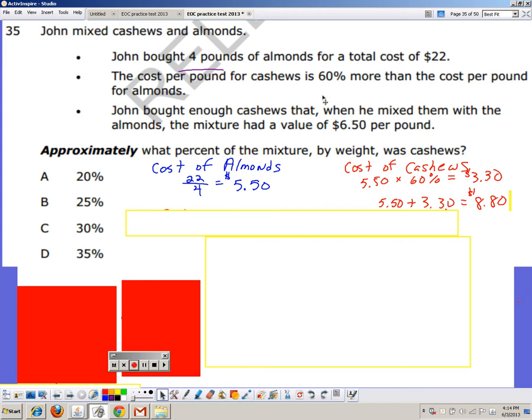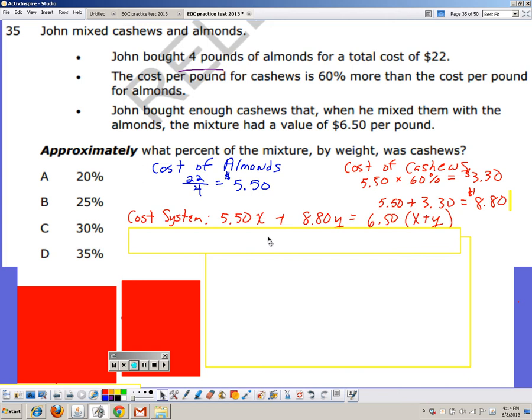So we're going to write an equation to represent this last sentence. Okay? So our equation is going to be 550x for the pounds of almonds plus 880y for the pounds of cashews equals 650 times, in parentheses, x plus y. Because it's the pounds of almonds plus the pounds of cashews that's going to give us a total pounds.